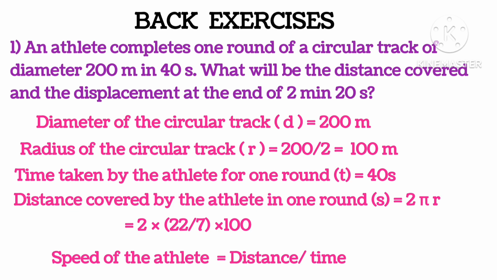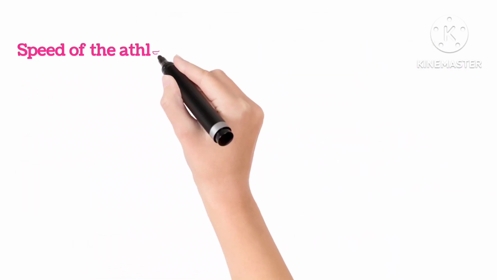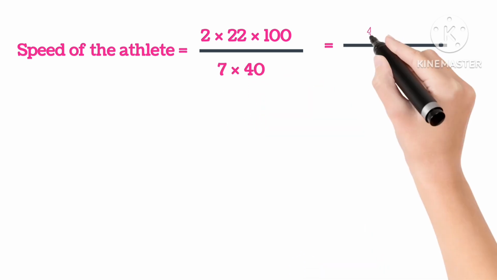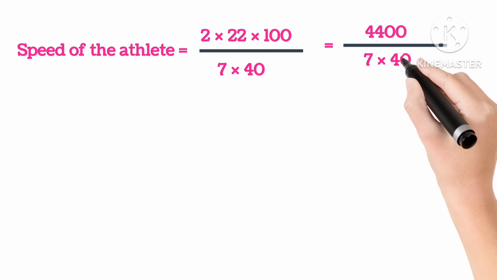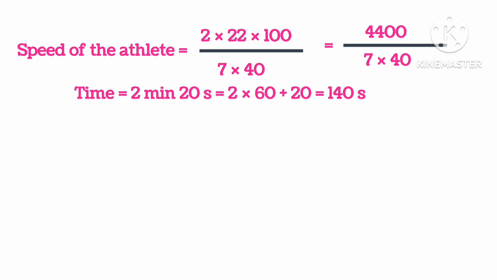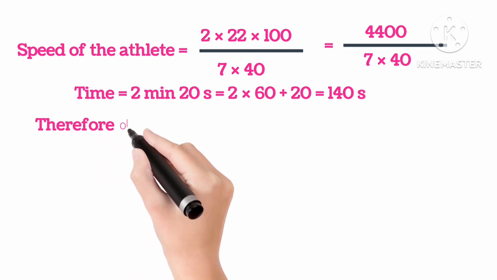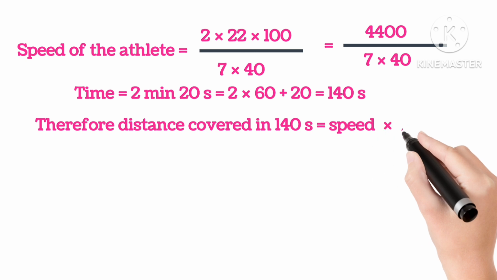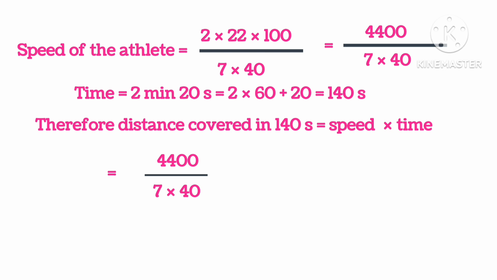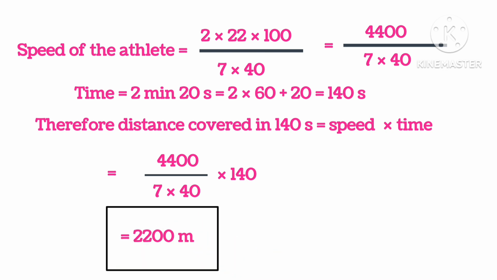Now the speed of the athlete is distance upon time. So in place of distance we put the value of 2 pi r and the 40 seconds time. So we get 4400 upon 7 into 40. Now the time duration is 2 minutes 20 seconds, which is 140 seconds. Therefore the distance covered in 140 seconds will be speed into time. Now the speed we get from here, multiplied by the time, we get 2200 meters distance.